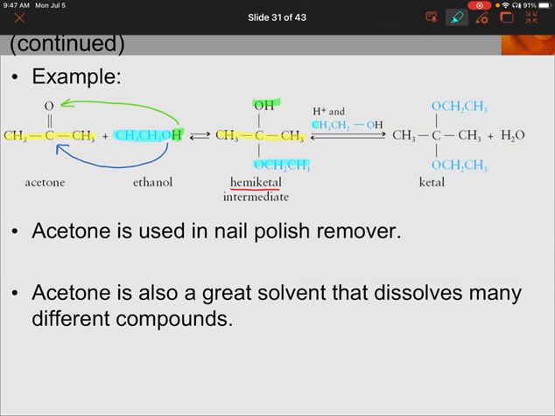So now if we add more alcohol, again, that will add to the carbon in the middle and kick out our alcohol group. So then we have those two OCH2CH3 groups, which we could also call ethoxy groups. So you might remember that from our previous discussions of ethers. Okay, so then that gives us our final ketal molecule. So again, notice that we're using equilibrium arrows. So we could go back and forth from products to intermediates to starting materials.